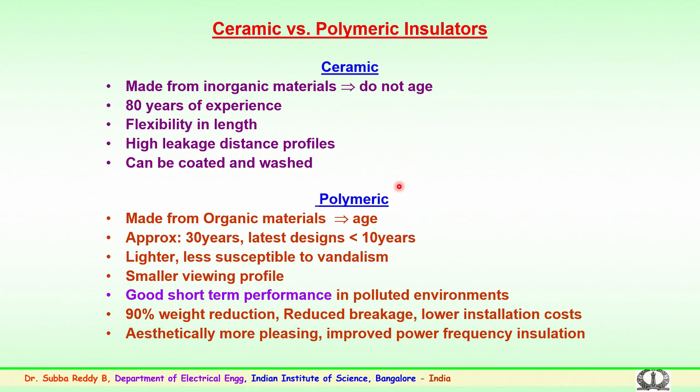So, polymer insulators are made from organic materials, and they age, that is very important. Approximately 30 years at maximum is the period in which this technology has been seen, and the latest designs are slightly less than 10 years old. So it requires a lot of studies, a lot of field data, a lot of field performance of these insulators, so that improvements in design could be carried out. But they are much lighter, less susceptible to vandalism, and they have a smaller weaving profile.